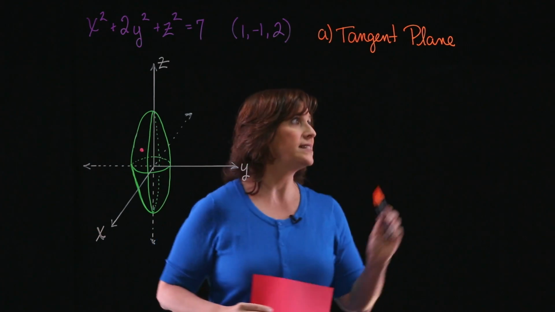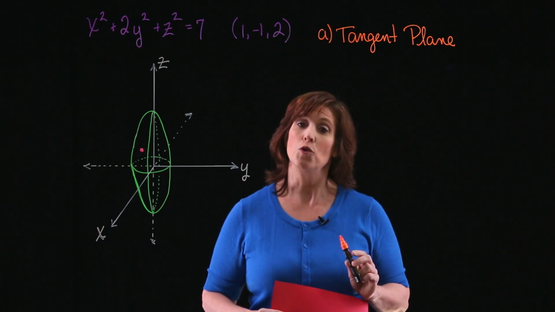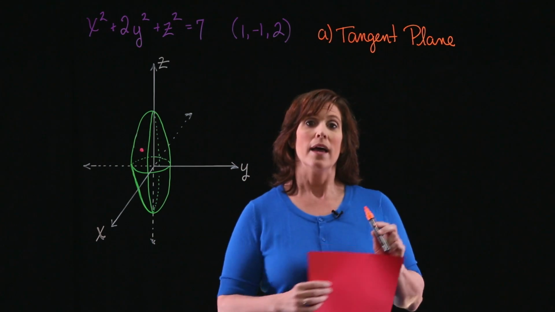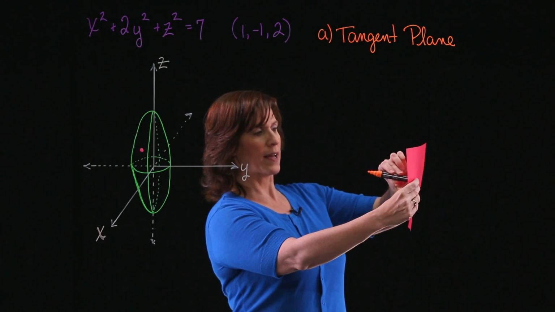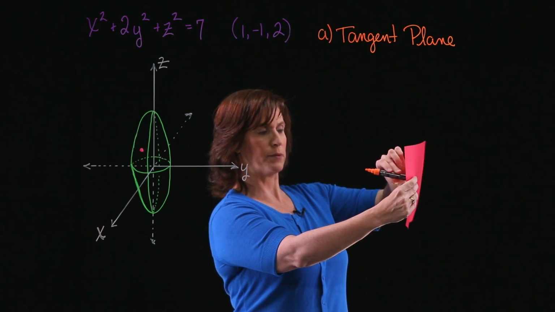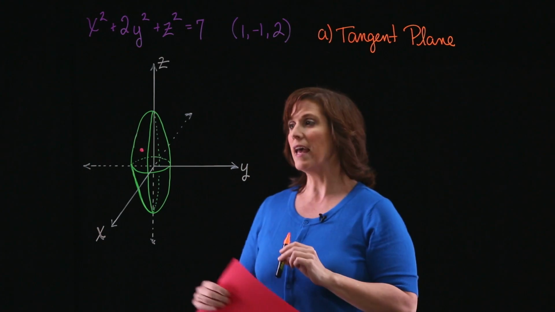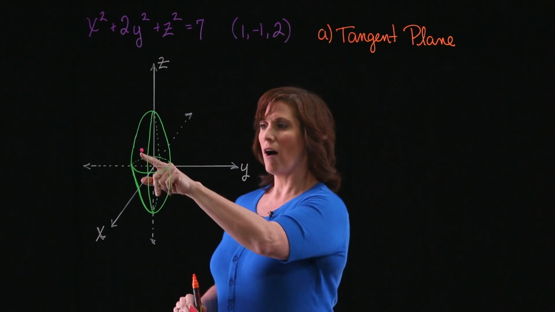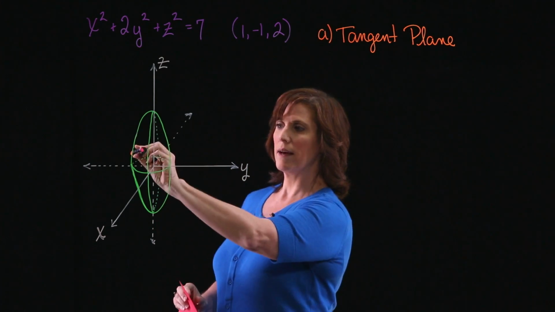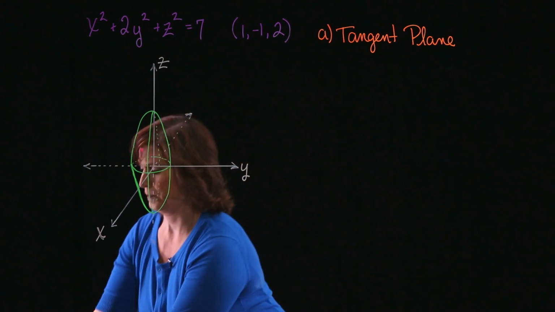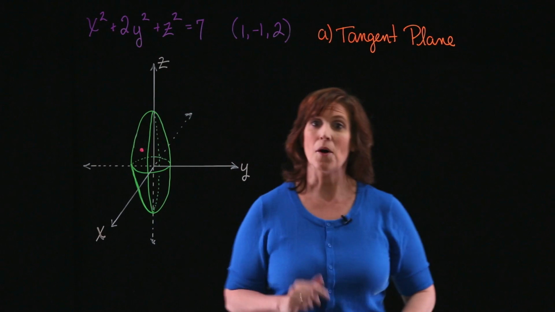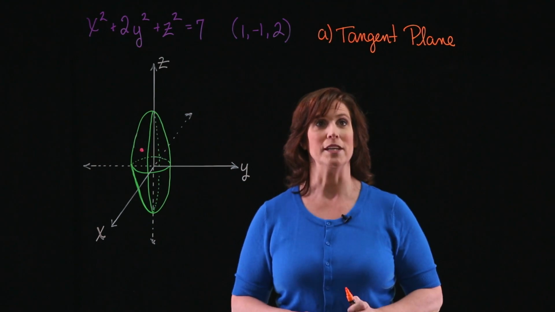The second part has to deal with getting equations for a normal line. When you have a plane, the normal line is a line that comes out perpendicular to that plane. So if I had my plane at that point, my normal line would be coming out like that. Let's go ahead and find these particular equations.